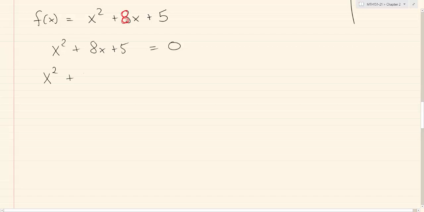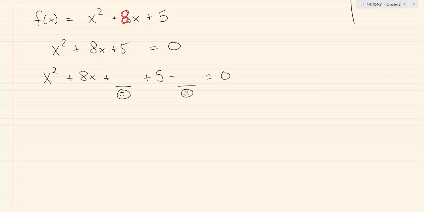x squared plus 8x plus some number, plus 5 minus that same number equals 0. And we're going to call this number, I'll just call it a smiley face, because I don't want to give it a value like an x or a y. I'm just going to say smiley face, the blank. What goes in the blank? So we're going to say x squared plus 8x plus something.